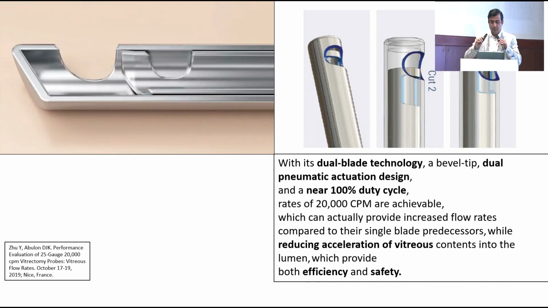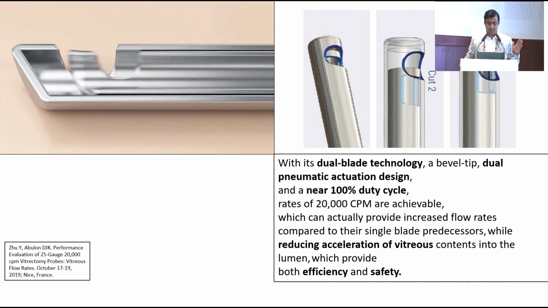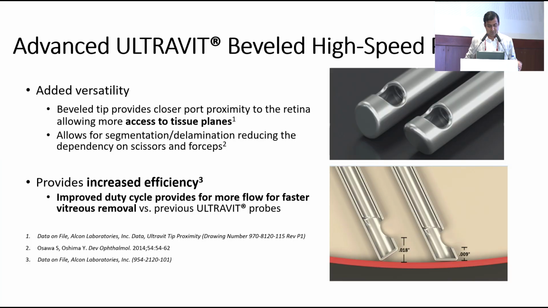So we all know that with the dual blade technology and the bevel tip, the dual pneumatic design, Alcon says it's nearly around 100% duty cycle, achieved at 20,000 cuts per minute, while reducing the acceleration of the vitreous contents into the lumen, which provides both efficiency and safety. So these advanced ultrawide beveled high-speed probes provide increased efficiency by improved duty cycle, more flow for faster vitreous removal. The bevel tip also provides closer proximity to the retina, allowing more access to the tissue planes.